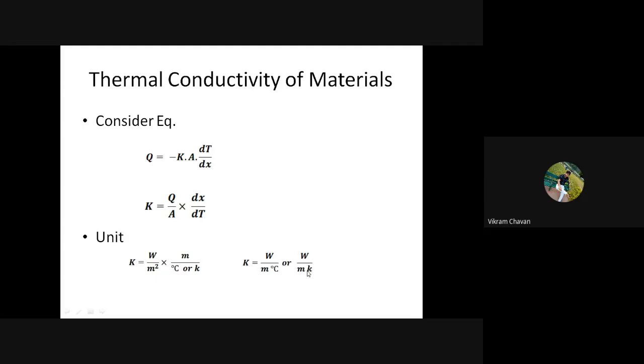Any of the two units you can use for the significance purpose or while solving problems. Because we have discussed that to convert degree Celsius into Kelvin, we have to add 273 to the degree Celsius, so that it will be converted into degree Kelvin. And we have to add it to both temperatures. Since we are taking the temperature difference T1 minus T2, we have to add 273 to the T1 temperature, and also add 273 to the T2 temperature.